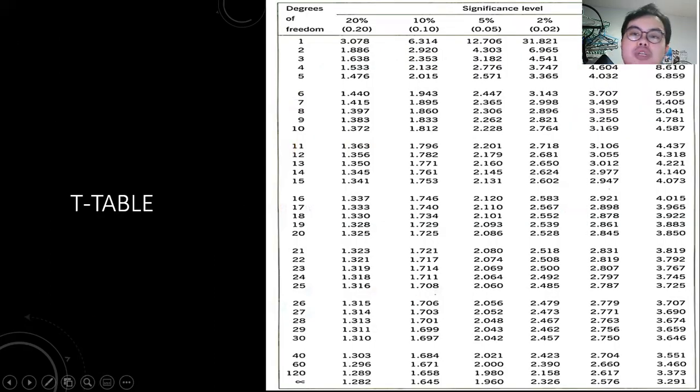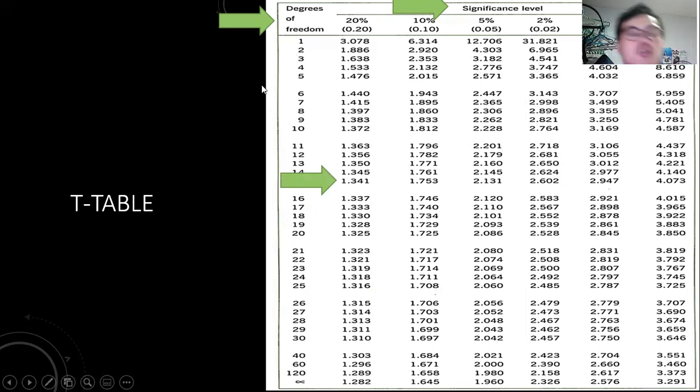Okay, let me show you the t table and discuss its parts. Here are the degrees of freedom, located in the first column. Here are the significance levels. The significance levels shown are 20%, 10%, 5%, 2%, 1%, and 0.1%. Here are the t values provided according to the degrees of freedom and the significance level.